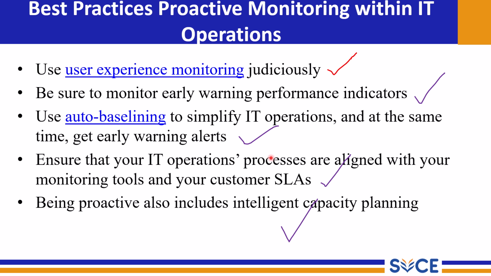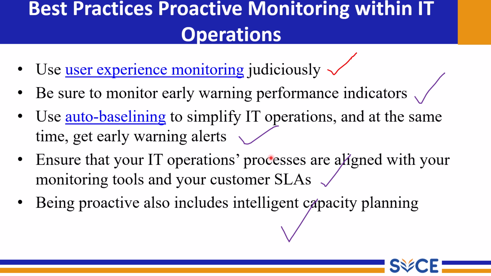Next, ensure that your IT operations processes are aligned with your monitoring tools and your customer service level agreement. Proactive alerts are of no use if they are not acted upon. Once the IT operations team gets a flood of alerts, over time they start to ignore the alerts from the monitoring tool. Make sure you are continuously assessing the monitoring tool and tuning it as required, so all the alerts you receive are valid and will be acted upon.